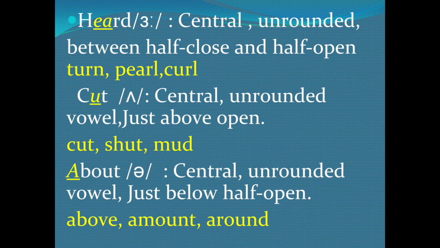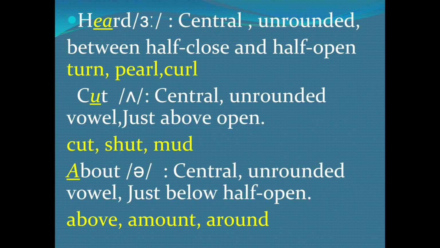So we have seen the front vowels, we have seen the back vowels. Now the central part of the tongue is raising and it is coming close to just beside or behind the hard palate, the position in between hard palate and soft palate. So that is why we can say that it is central unrounded, between half close and half open. Turn, pearl. Say the words and observe your tongue. Pearl, curl.